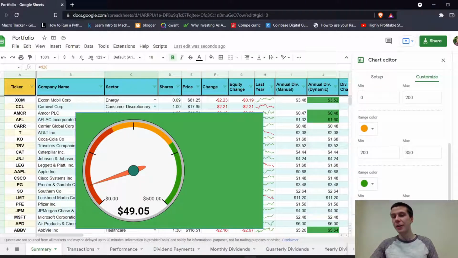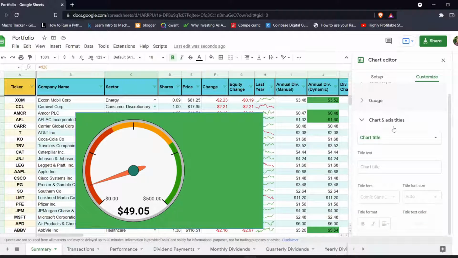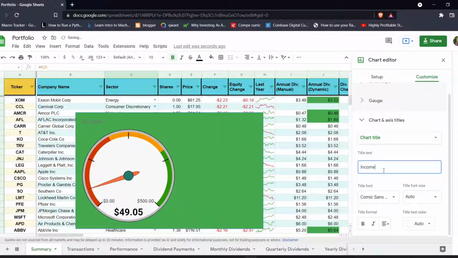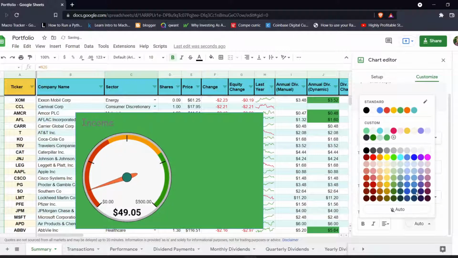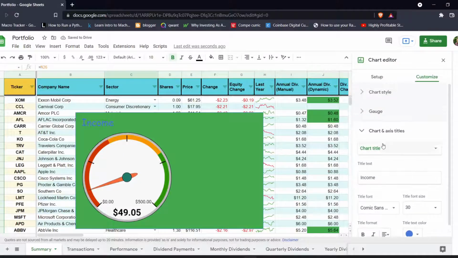And then you can change some stuff here with the chart and axis titles. So you can change the title, like income, something like that. Looks like my caps lock is on, sorry. Income. Then you can change the font, obviously. You can change the font size. You can change the text color. All pretty basic stuff that you guys can probably figure out on your own.